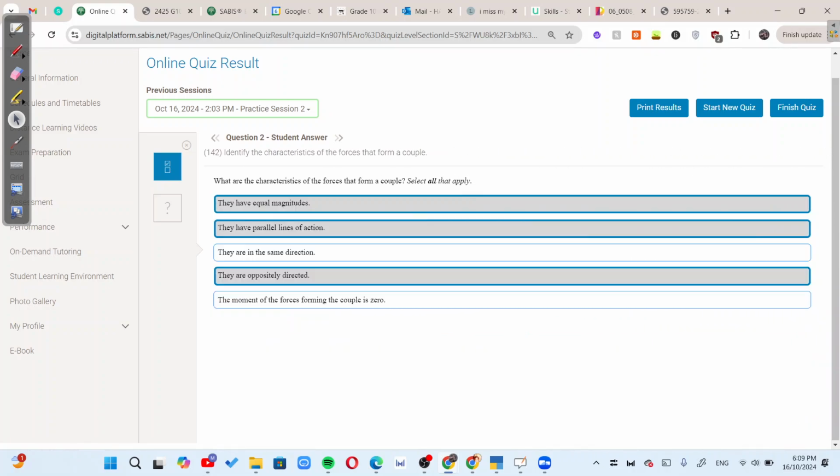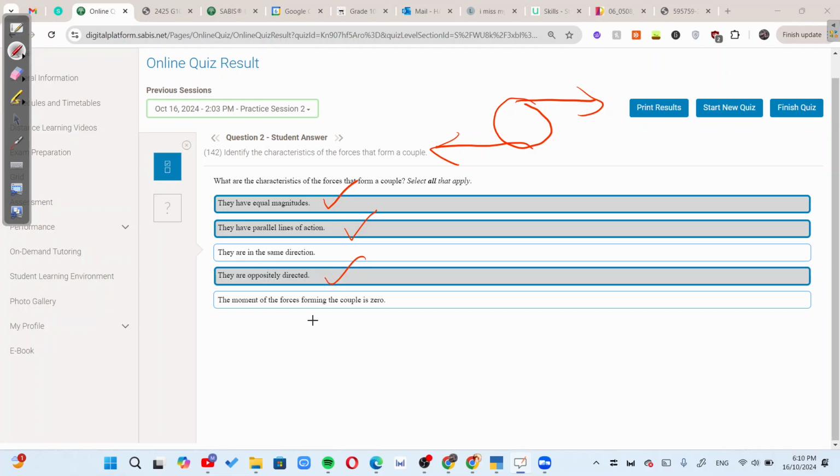Okay, so which of the following characteristics form a couple? We know that couple forces are forces acting on the same body without a fulcrum, in opposite directions with equal magnitudes. They have to be parallel. If they're not parallel, they're not a couple. Are they in the same direction? No, they have to be in opposite directions, as we can see in this option.